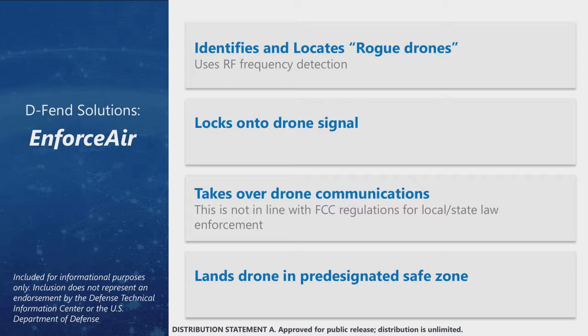So Defense Solutions' Enforced Air identifies and locates rogue drones using RF frequency. It'll lock onto that drone signal, and then it's also able to take over the drone communication. That's not necessarily in line with FCC regulations for local and state law enforcement, so you'd have to be careful if you're local and state employing this. If you did employ it, you wouldn't be able to take over the drone communications, and then it lands the drones in a pre-designated safe zone.